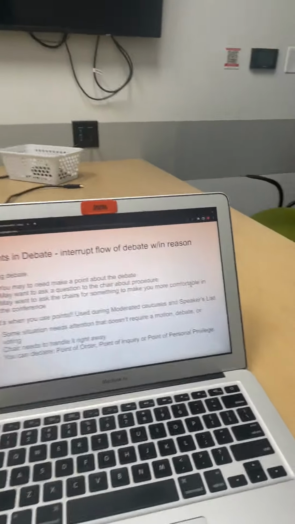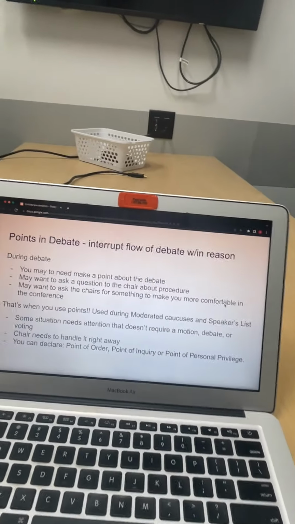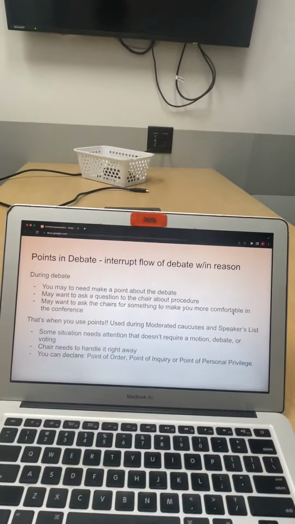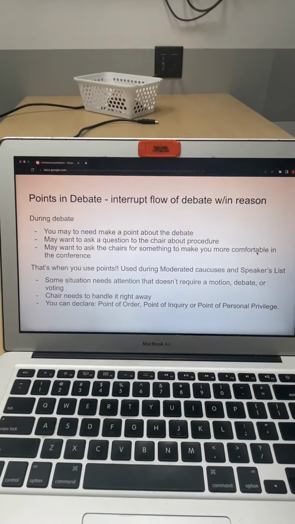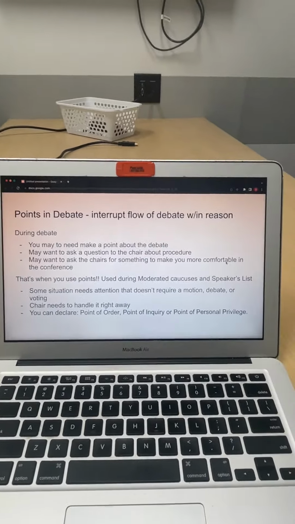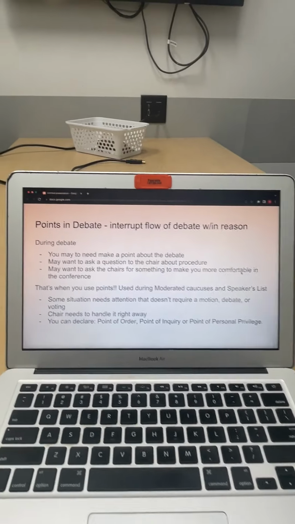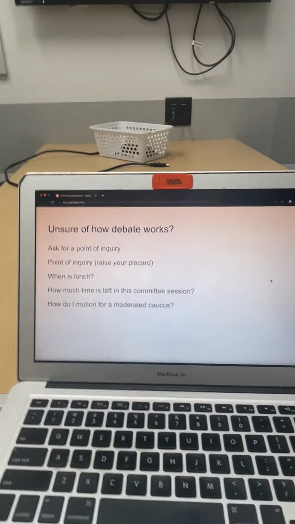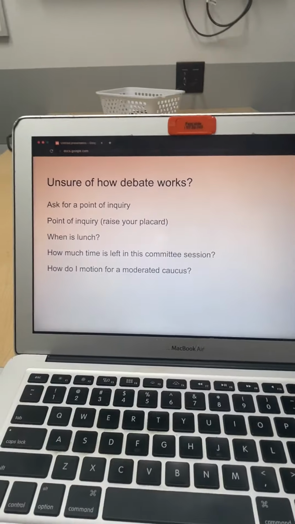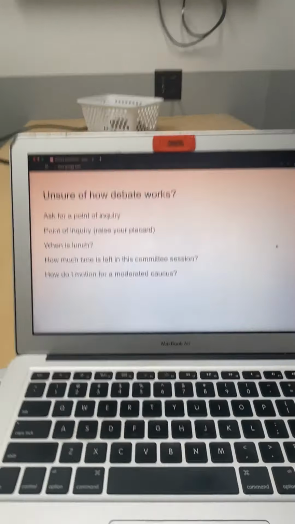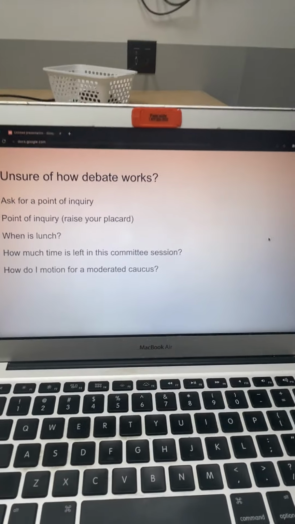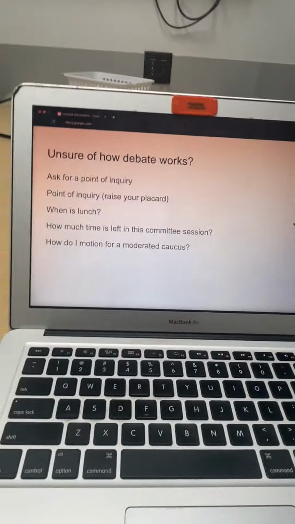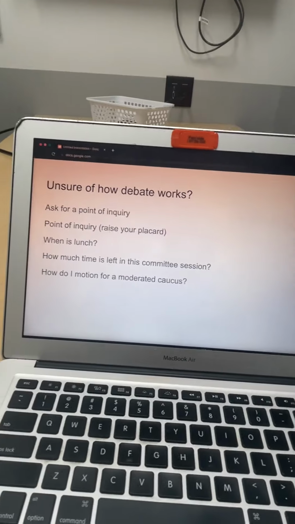And so some situations, they really require attention, and so you don't need a motion, debate, or voting. You would just use one of these points, and the chair can handle it right away. And you can declare points of order, points of inquiry, and points of personal privilege. So, are you unsure of how debate works? Ask for a point of inquiry. So, you raise your placard, the delegation from Italy has a point of inquiry. When is lunch? How much time is left in the committee session? And how can I even motion for a moderated caucus?